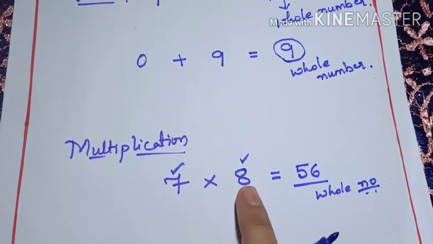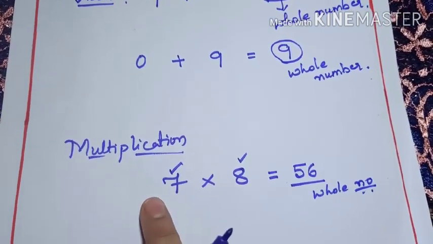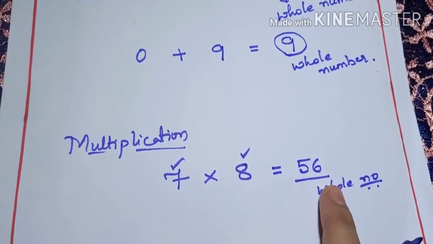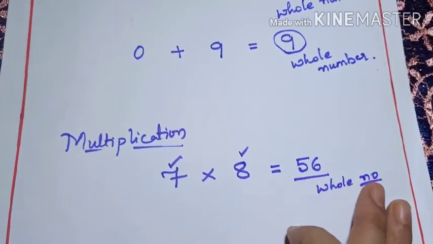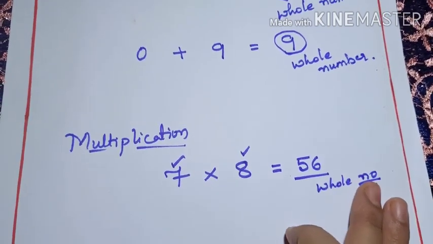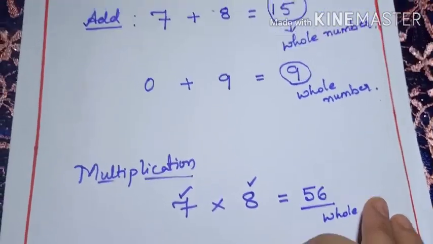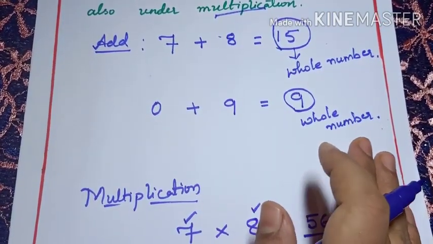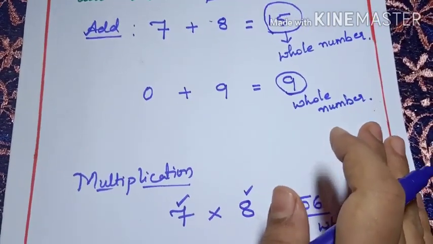When you multiply any two whole numbers, you will get a product, and that product is also a whole number. So this property is called closure property of multiplication. And when you are doing addition, this is called closure property of addition. Let us take one more example.